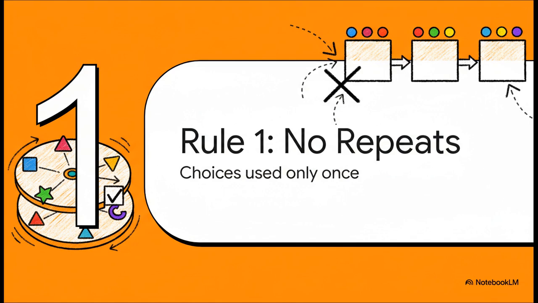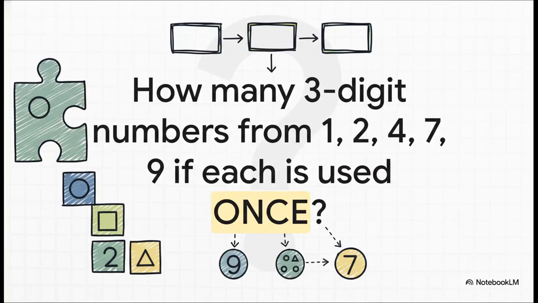Okay, so that was pretty straightforward. But what happens when we add a little twist? What happens when you can only use each choice once? This brings us to our first big rule: no repeats. So, let's try a little puzzle.